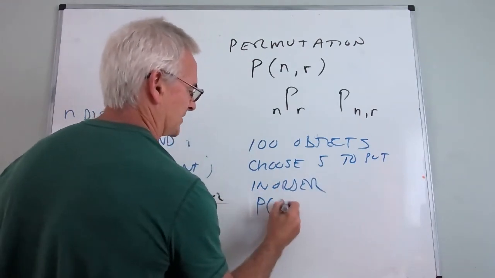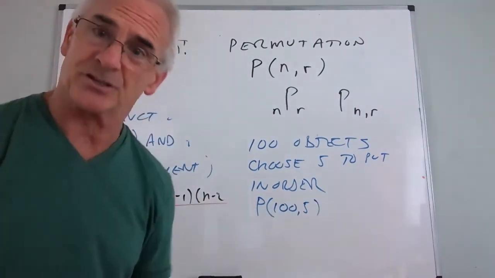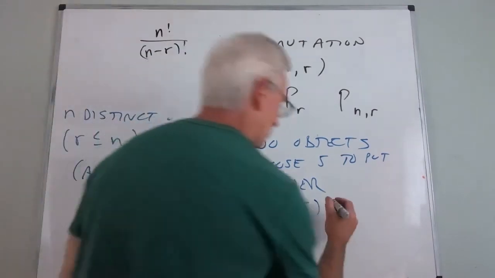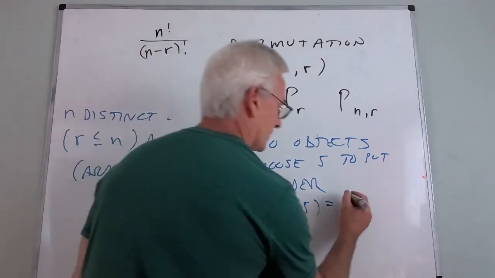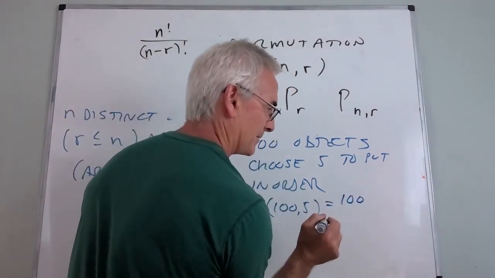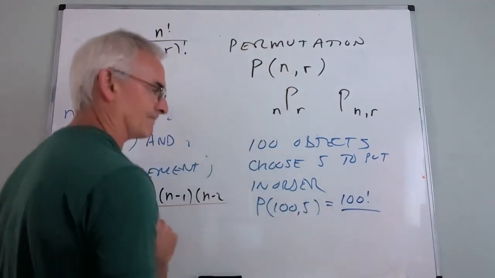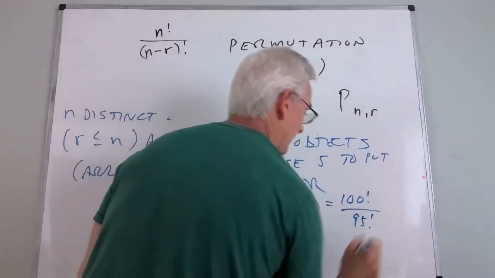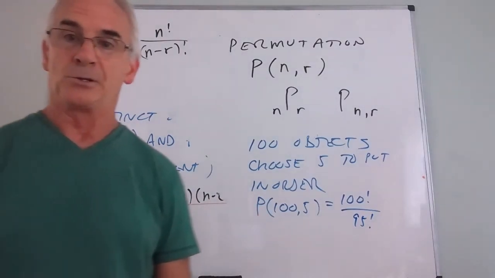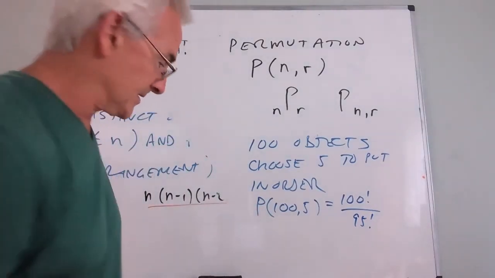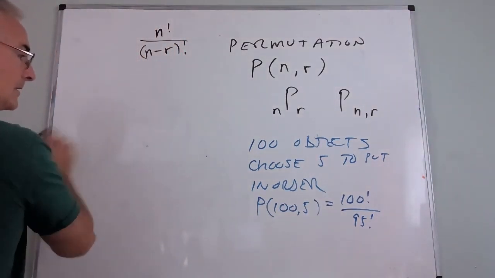I like using this notation personally, it's just easier to read. What I don't have to do is change it to the factorials, but I can. So what's my numerator? Anybody? It'd be 100 factorial, yeah. And my denominator? 95 factorial. 95, yeah, not five, but 95. So enter that into your calculator, everyone. Everybody do 100 factorial divided by 95 factorial. Tell me what you get.